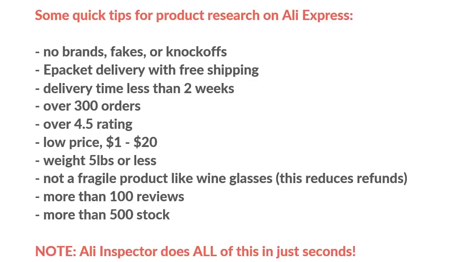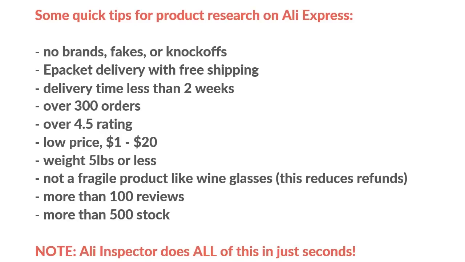Now when selecting products for your e-commerce store, here are some awesome tips that you can follow. You want to be looking for products that have no brands and are not fakes or knockoffs. For example, do not look for products that have, say, Nike on it. You also want to look for products that have e-packet delivery with free shipping. E-packet is an Asian-based shipping provider. And you also want to look for products whose delivery time is less than 2 weeks. How long does it take to get the actual product delivered?